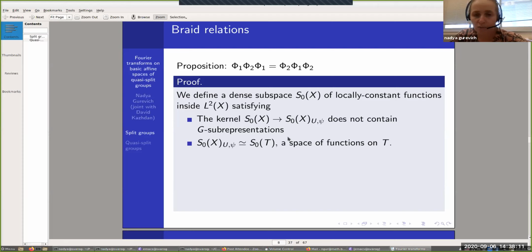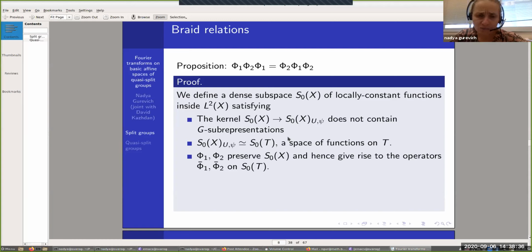of coinvariance can be identified with a space of functions on T, because we are looking at the kind of functions on G which are U invariant on one side and U psi invariant on the other side. So they must be supported on the maximal Bruhat cell. It's just a sketch. If you don't follow, it doesn't matter much.